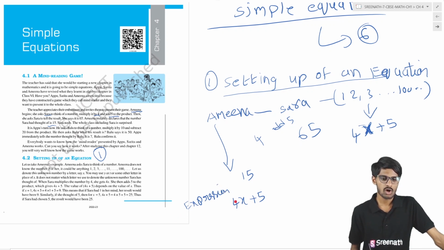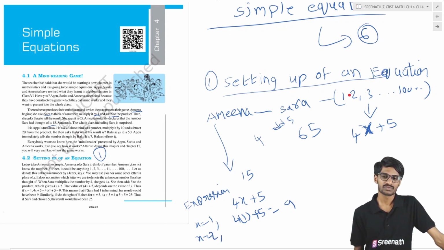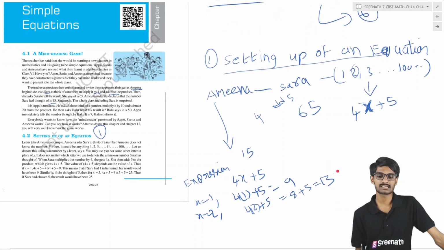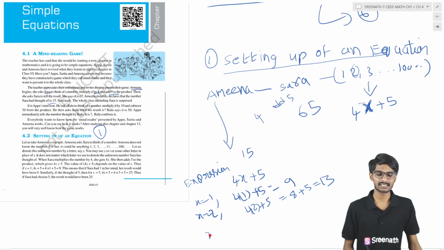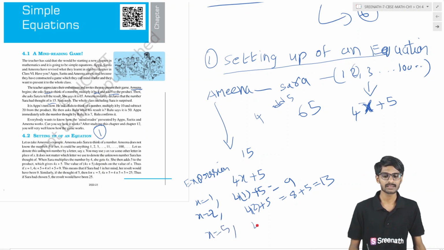Okay students, the value of this expression depends upon x. If suppose x equals 1, then 4 into 1 plus 5, that value will be 9. If x equals 2, suppose the number 2 is in the mind of Sarah, then 4 into 2 plus 5, the result will be 4 twos are 8 plus 5, that is 13. But if that number is 5, then that will be 4 into 5 plus 5, that is equal to 25.